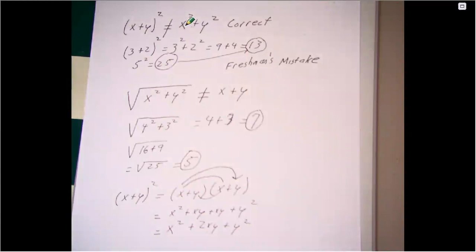Now, if you thought this so-called freshman's mistake was true, you would square the 3, you would square the 2, and you get 9 plus 4 is equal to 13. However, watch what happens if you just add up 3 plus 2. Well, you get 5. 5 squared is 25. So we can see these two numbers aren't equal to each other. 25 does not equal 13. But this is what you would get if you committed the so-called freshman's mistake.